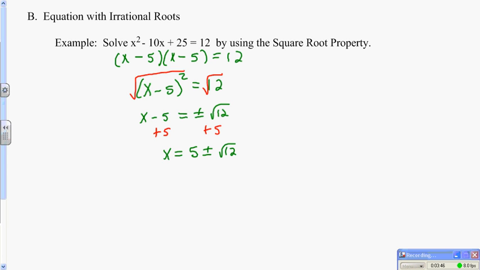Now this is somewhat okay. The root 12 can be simplified. If we simplify that, we would get 5 plus or minus, and 12 is the same as 4 times 3. Which we can separate into their own roots, and we will get 2 root 3. Because of the square root that remains, it's called an irrational solution.